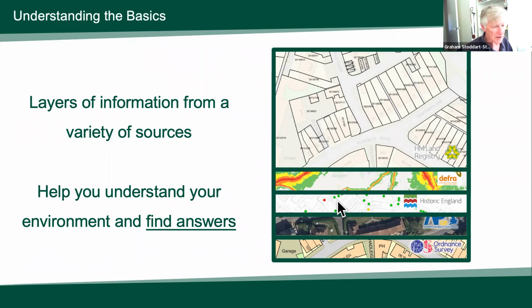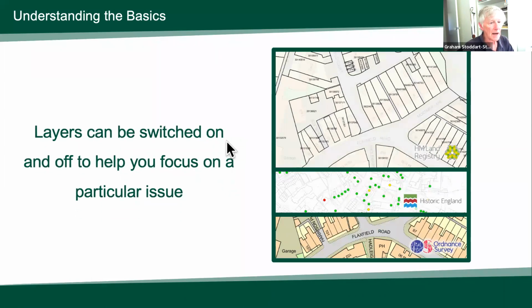You can get addresses, you can find the places of all of the listed buildings, you can see what the agriculture is locally. You can put all these layers on top of each other for effect, and really get much better answers. And you can, as it says here, turn them on and off as you wish to focus on a particular area.